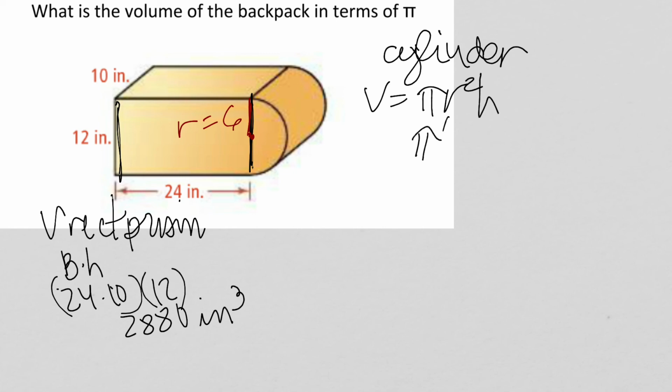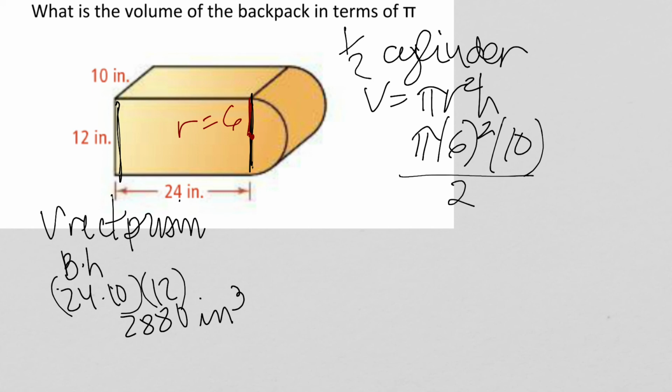So let's plug in. Our r is 6. What is the height of this prism? Think about it. If you were to turn it, the height of the prism is going to be 10. All right, let's plug this in the calculator, and we're going to make sure we divide it in half because we only want half of it. 360 divided in half, so that's 180 pi inches cubed here. And they want you to leave the answer in terms of pi.